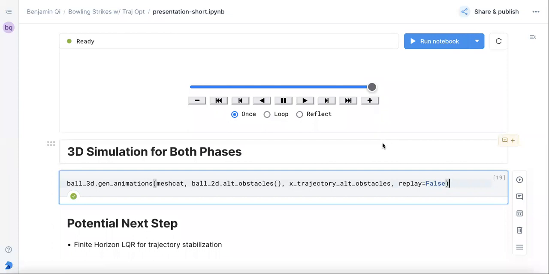One thing I was unable to get working in time, but would be nice to have, is finite horizon LQR to stabilize the trajectory of the ball. However, this turned out not to be necessary for the trajectories presented in this video.